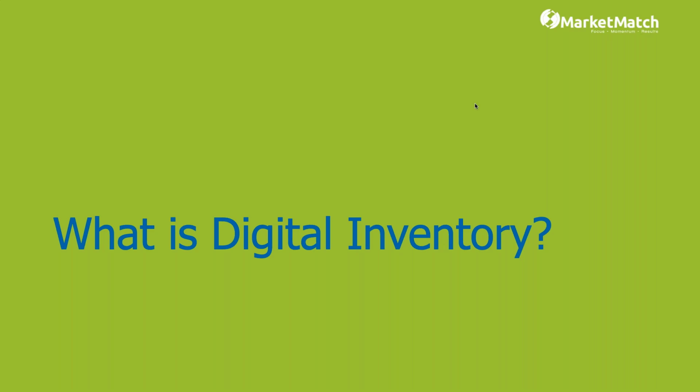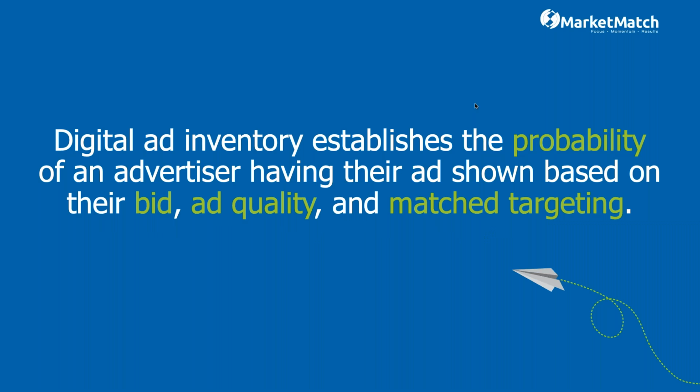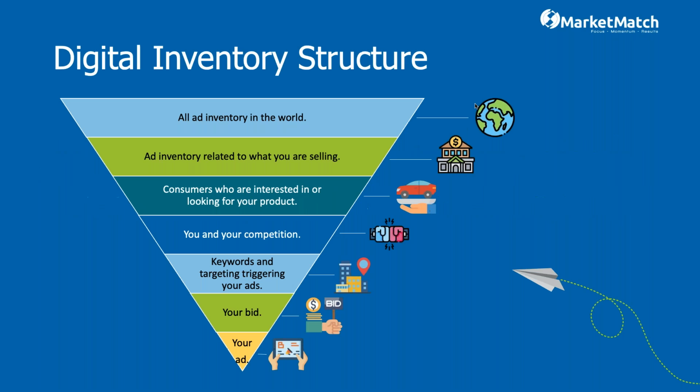So let's talk a little bit about what digital ad inventory is. Simply put, digital ad inventory establishes the probability of an advertiser, in this case your bank or your credit union, having their ads shown based on how much you're bidding, or your budget for that ad campaign, what your ad quality is, and your matched targeting. We're going to talk a little bit about each of these and how it relates back to that probability factor when it comes down to ad inventory.